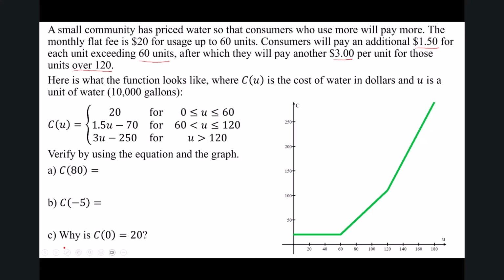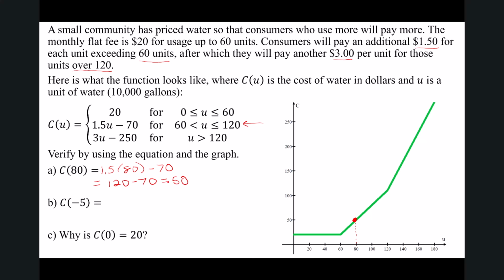C(80). If I look at my graph, here's 80, and it looks like the function value at 80 is about 50. Let's try that. If I find C(80), I need to use the part of the function that is defined between 60 and 120, because 80 is between 60 and 120. So I have 1.5 times 80 minus 70, which is 120 minus 70, or 50. And that is what it looked like on the graph.